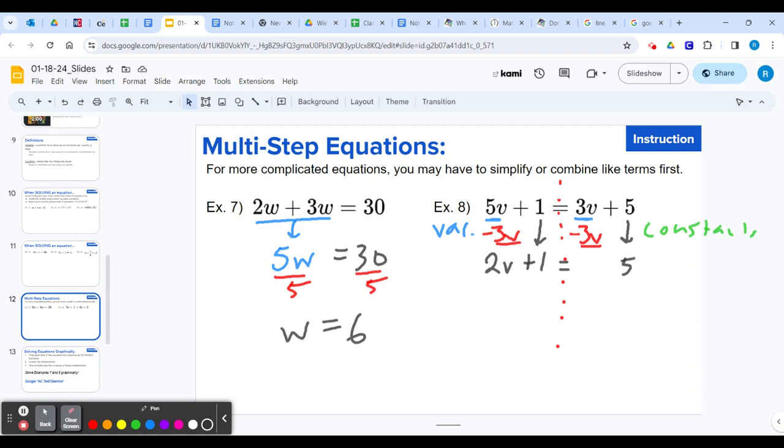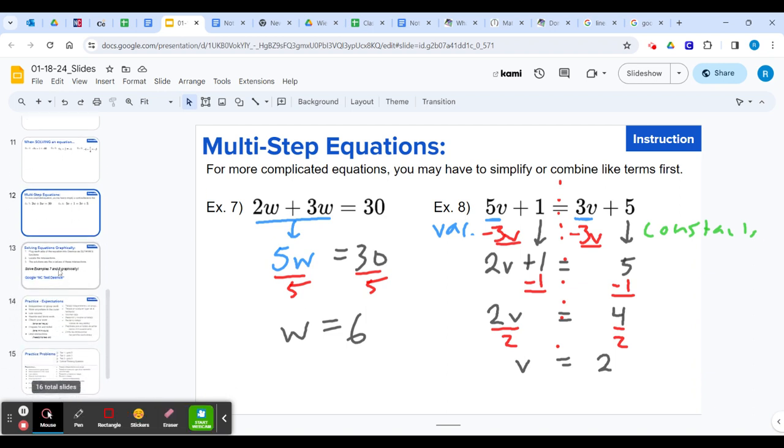And then we have a problem similar to before where we can use our multiple steps. We can move this constant plus 1 over by subtracting. We are left with 2v equals 4. And then we can divide out the 2 from both sides since it's being multiplied right now, and we get v equals 2.